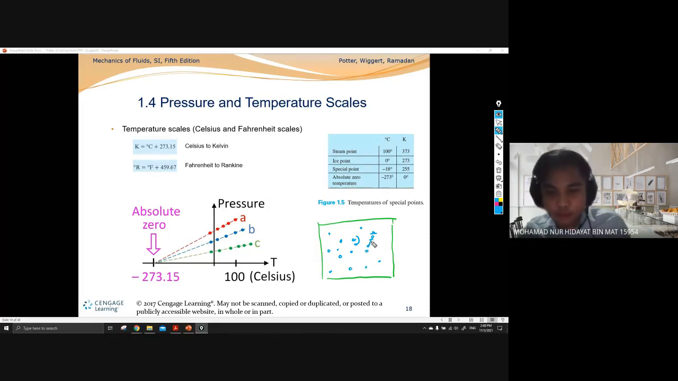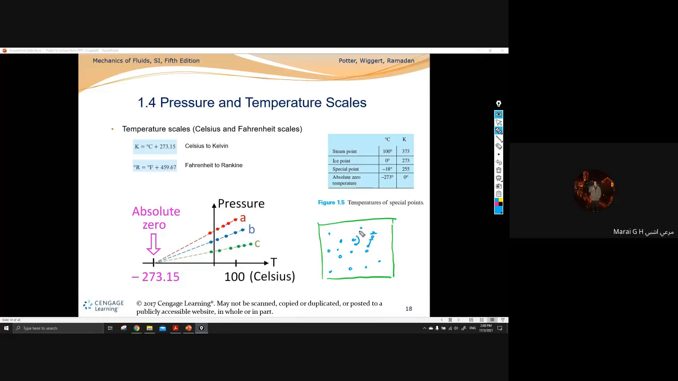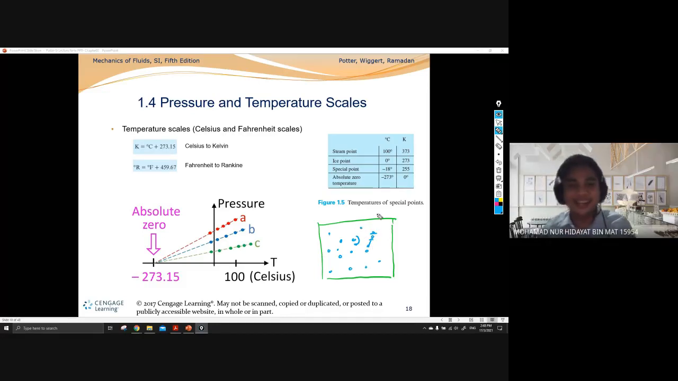Because the molecules possess a certain amount of energy, each particle can move, rotate, and collide. When we remove the energy, what do you think happens to the particle? Static. It is just like dead. The particle dies, will not move, static. That is what we call absolute zero.